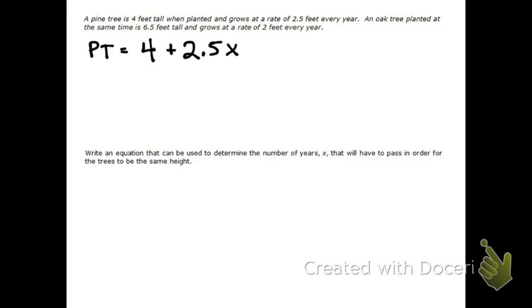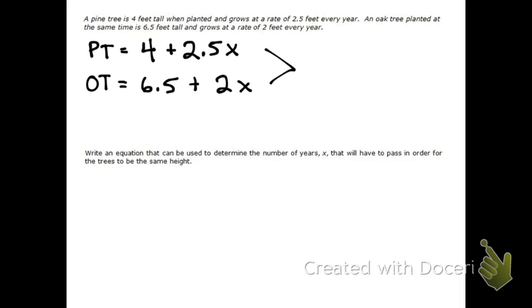Now what I want to look at is, well, what's the expression for my other tree? Let's look at my oak tree. So my oak tree here, well, that starts out at 6.5 feet tall. So there's my constant. It's starting out at that much. And this one's growing at a rate of 2 feet per year. So not 2.5. Okay, so now we have our two equations, our two expressions. Now we're ready to start looking at it.